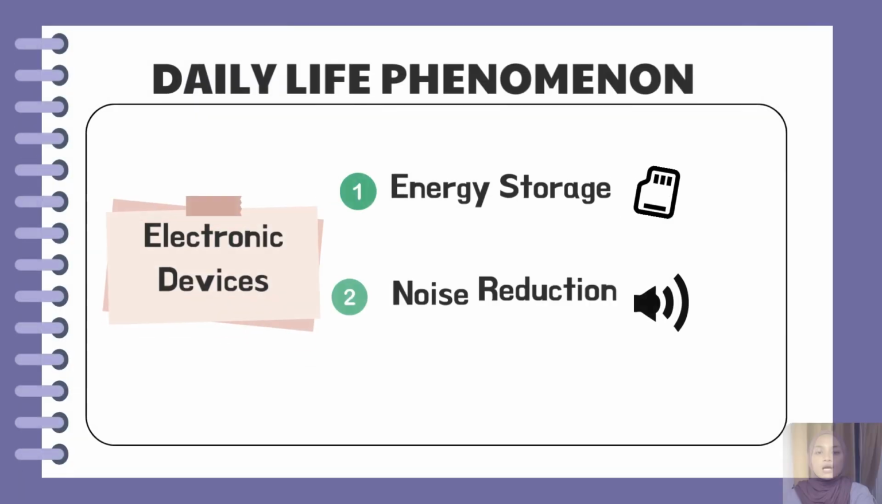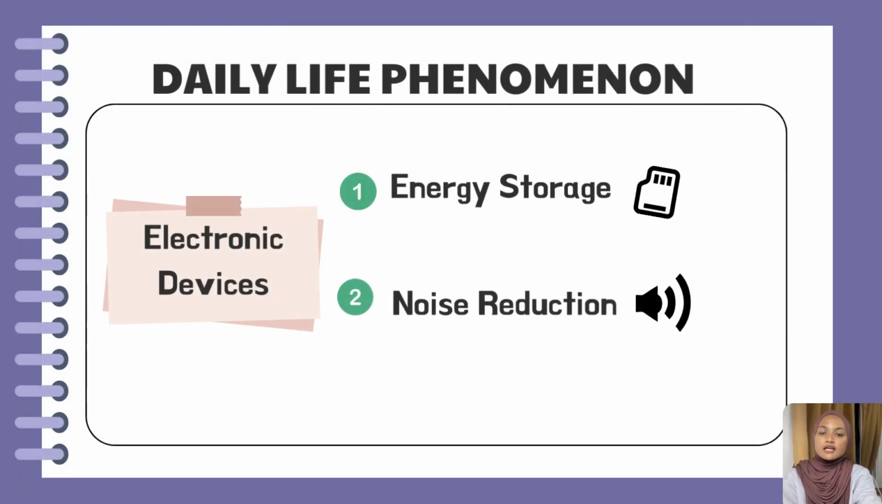Last but not least, I would like to add a daily life phenomenon involving capacitance in a capacitor with dielectric. For example, I choose electronic devices. Capacitors are widely used in electronic devices such as smartphones, computers, televisions, and radios. They are used for various purposes like energy storage, filtering, noise reduction, timing, and oscillation. For example, a capacitor in a power supply circuit helps to stabilize the voltage level and filter out unwanted electrical noise. So from electronic devices, I choose three examples: energy storage, noise reduction, and timing and oscillation.